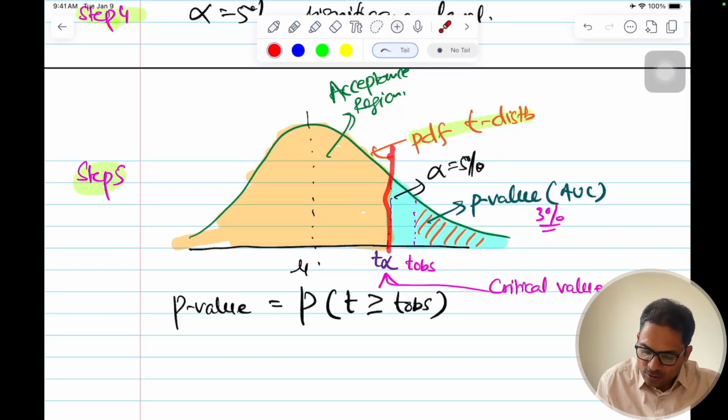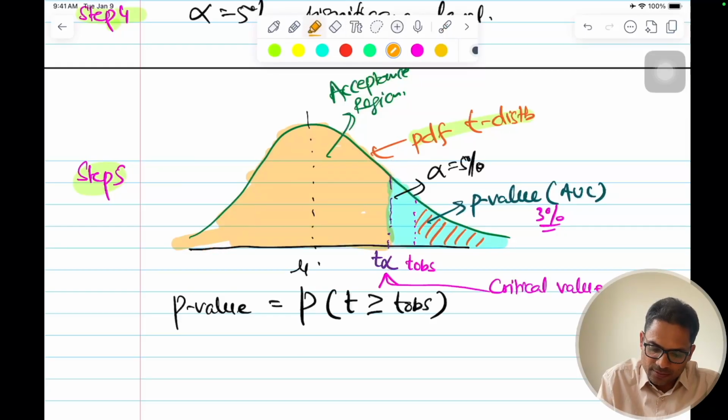So if my t observed is falling anywhere in this region, I will accept it. But if it goes beyond this, the area under the curve will become less than 5%. So my p-value will be less than alpha and I will reject the null hypothesis. Here this is 3%, and I wanted at least 5% to be there. That's my significance level. So this blue region will be called, they have a name, the rejection region.